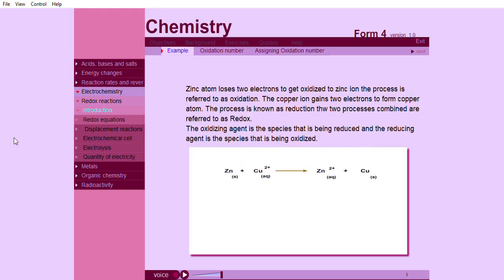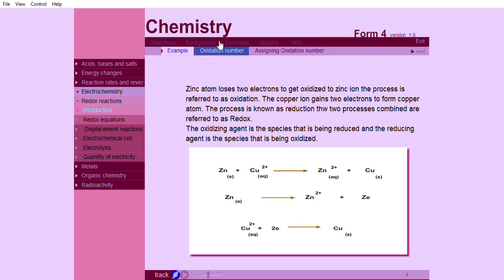Zinc atom loses 2 electrons to get oxidized to zinc ion. The process is referred to as oxidation. The copper ion gains 2 electrons to form copper atom. The process is known as reduction. Two processes combined are referred to as redox. The oxidizing agent is the species that is being reduced, and the reducing agent is the species that is being oxidized.